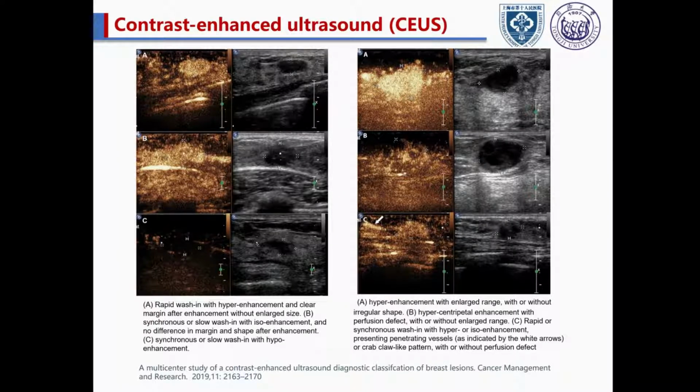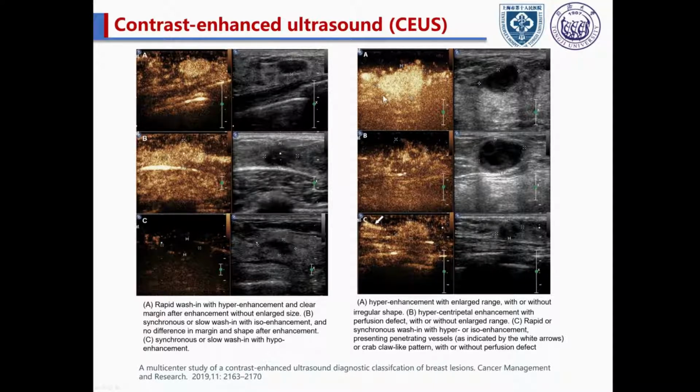Type for benign lesions is similarly or washing with hypo enhancement. And this is the three major enhancement patterns for benign lesions.